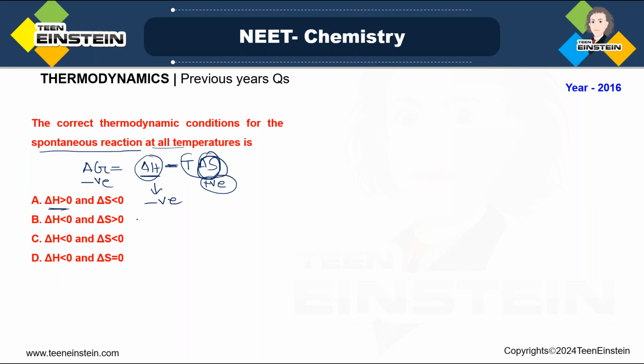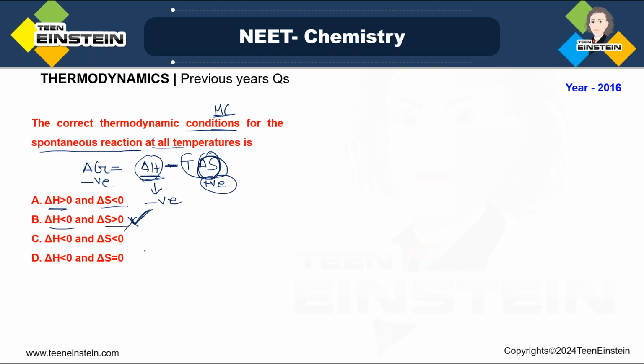Del H is positive. That means it is endothermic. Del S is negative. Now, if you put it in this equation, the whole quantity will be positive, so it cannot be correct. Then the second one is saying del H is negative, del S is positive. Now this may work. And remember, this question is basically multiple correct choice, more than one answer will be correct. So option B, that is del H negative, del S positive.